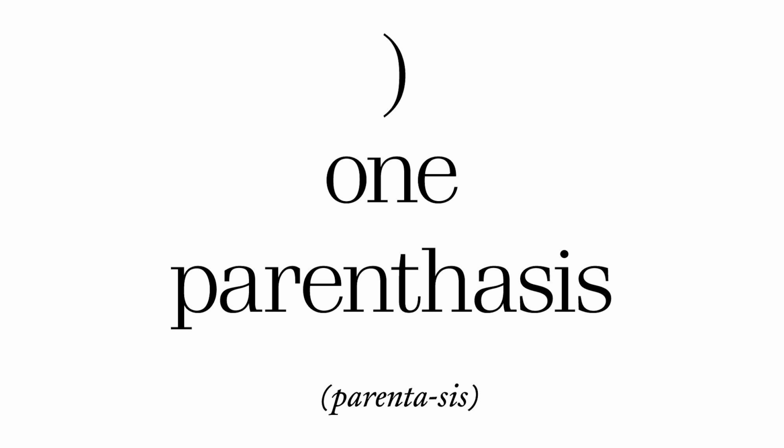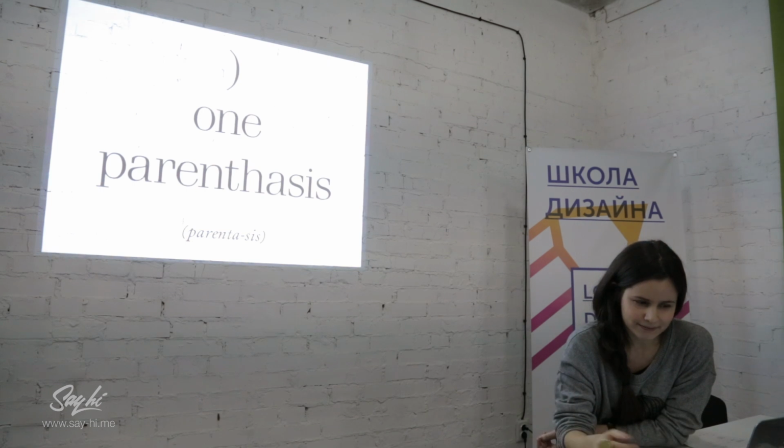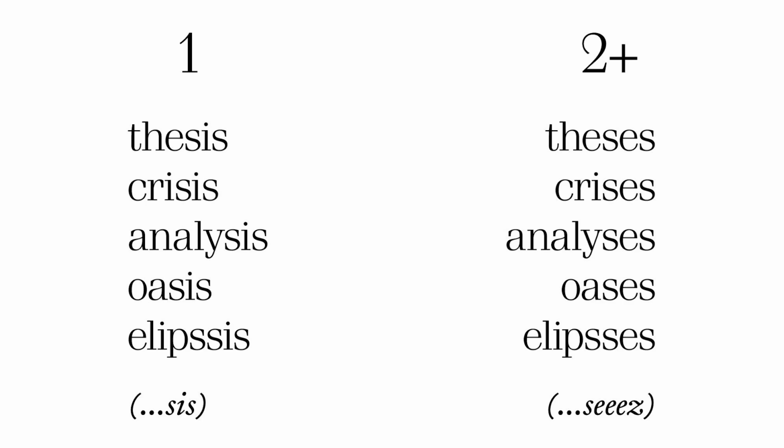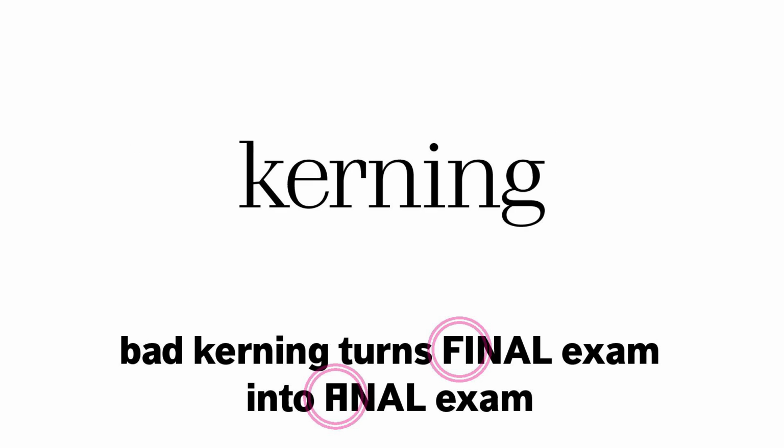You'll probably never use just one parenthesis, but it's funny because there are a lot of words like that. For example, there's one thesis, but there's two theses. There's one crisis, but two crises. Analysis, analyses. Oasis, oases. Ellipsis, a word we looked at earlier, and ellipses.